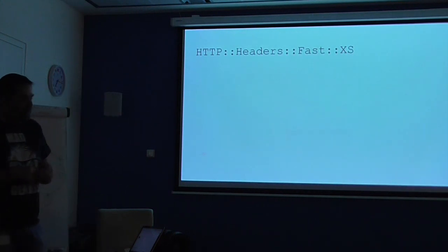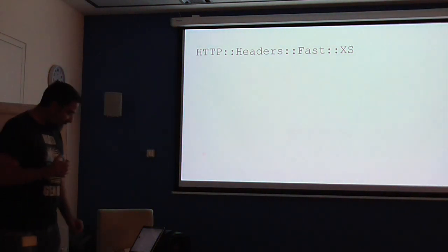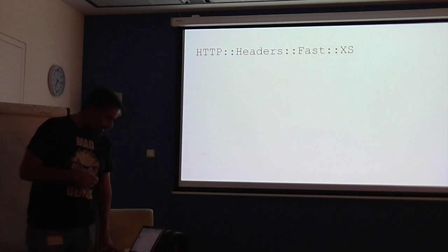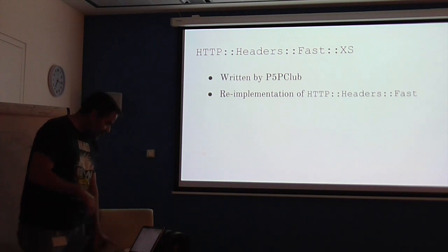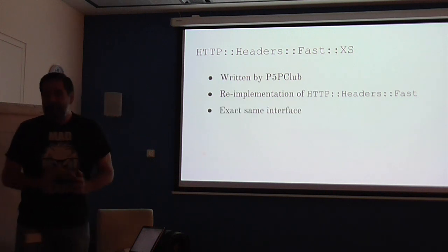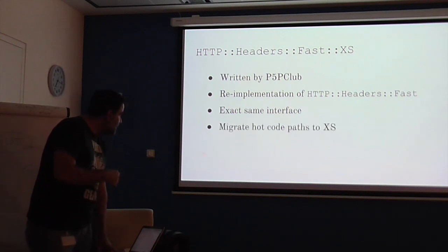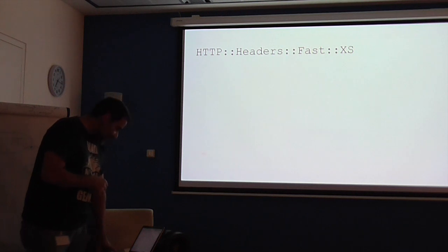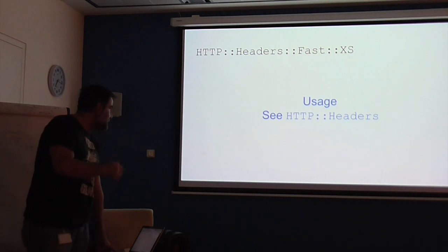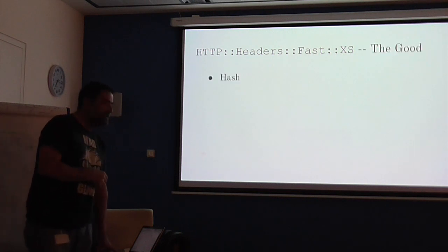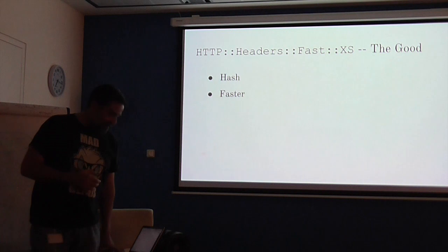So we did, and we moved several of the public-facing functions of HTTP headers fast. We moved them to XS. So it was P5P Club who wrote this. And we wanted, again, to keep the exact same interface. So we set ourselves that constraint. We migrated some code paths to XS. And the way you use this new class is, again, exactly the same. No change. So good about this. Still a hash. That's still good. And it is faster.